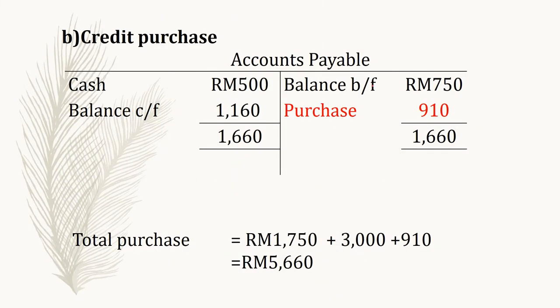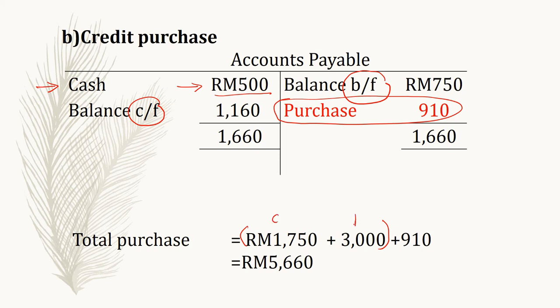For your credit purchase, you have your balance, and this amount here is taken from your cash book. We only have one amount there, that is 500 ringgit. Okay, so your credit purchase is 910 ringgit. So this is the amount taken from your cash book. This is in the cash column, and this is from the bank column. So we'll add up with the amount that you calculated earlier in this accounts payable. So your total purchase is 5,660.